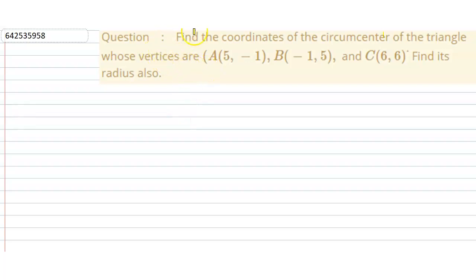Hello students, let us see the problem. This problem says, find the coordinates of circumcenter for a given triangle whose vertices are (5, -1), (-1, 5), (6, 6). Also find its radius. First of all, we should know what a circumcenter is.